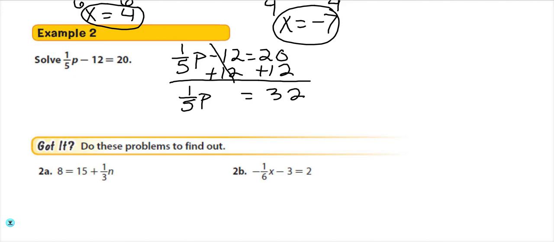All right, and then this time we have 1/5 p. So this goes back to the previous lesson. So what do we do whenever we have a fraction in front of our variable? Okay, so we have a rational coefficient. We're going to multiply by the reciprocal. So we're going to multiply by 5 over 1. So I get p equals, because those have canceled. And I get 32 times 5, which is going to give us 160.